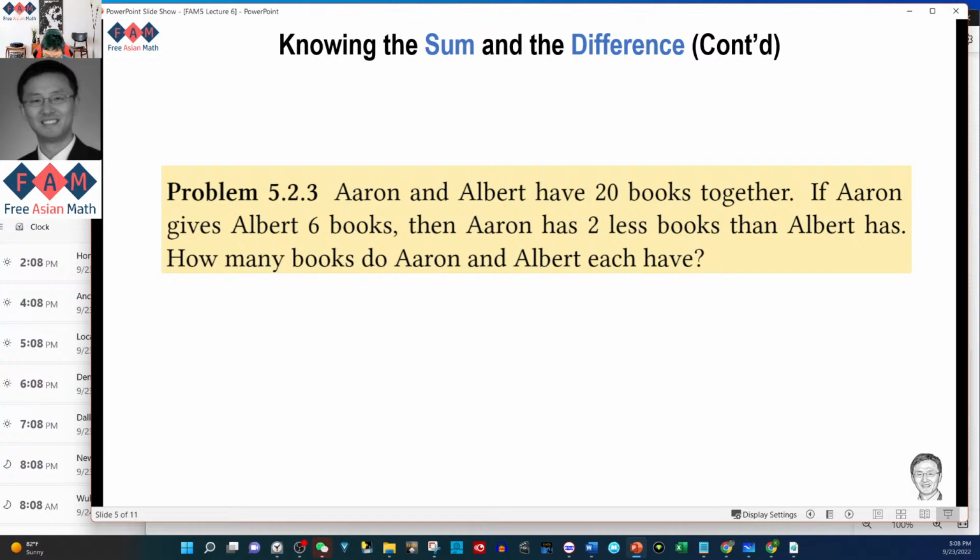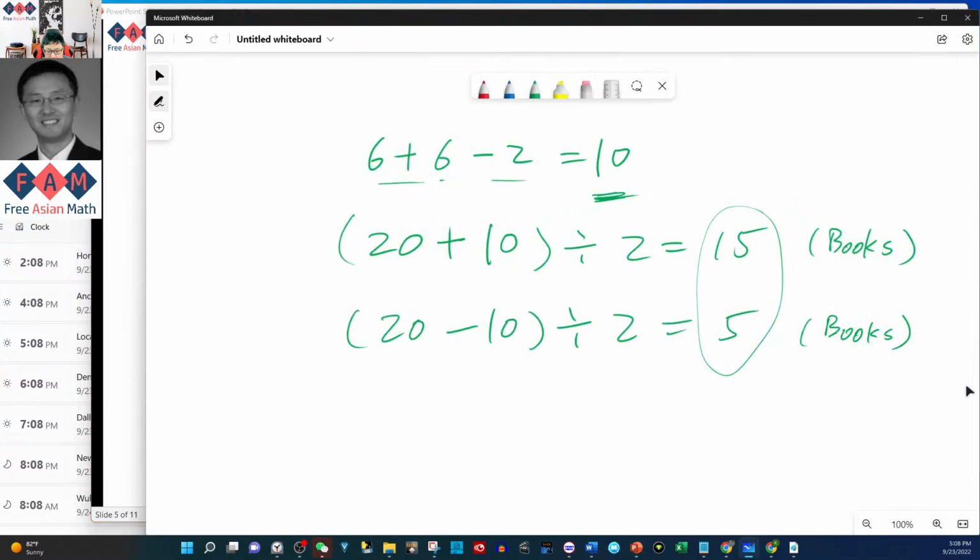Because now Albert has more books. Aaron has 2 less. So the new difference here is 2, with the understanding that Albert's number is bigger and Aaron's number is smaller. So that would be 20 plus 2 divided by 2. This is 22 divided by 2. This is 11 books. What is this quantity? This is the books that Albert currently has with that hypothesis.